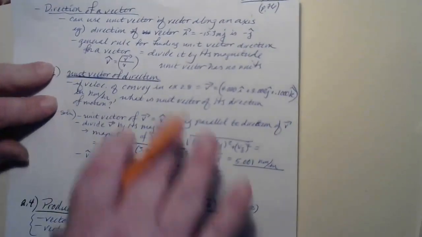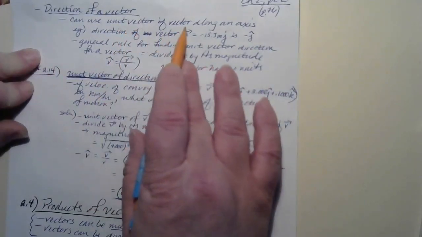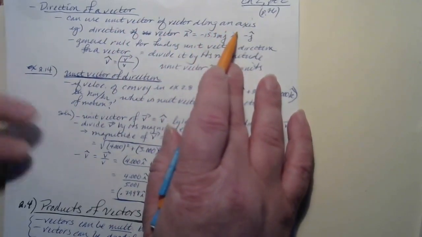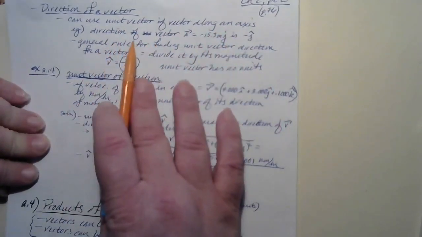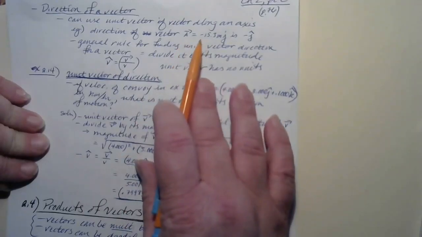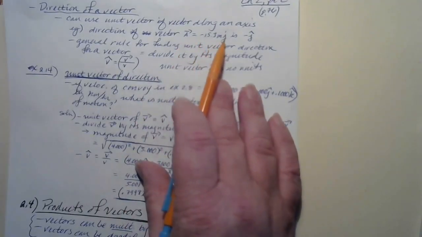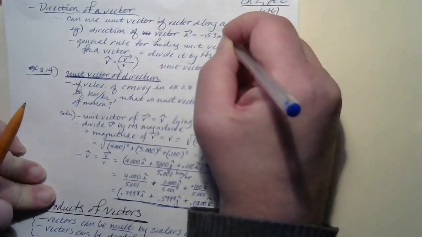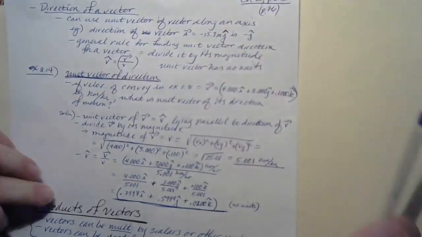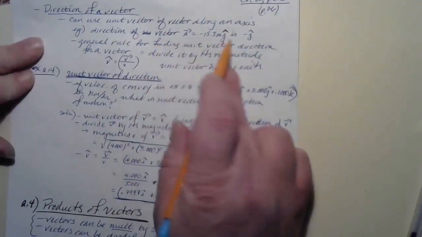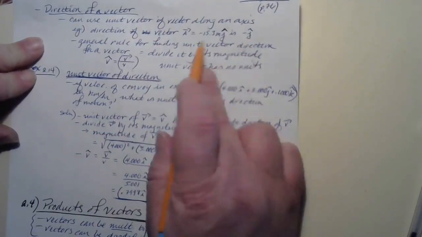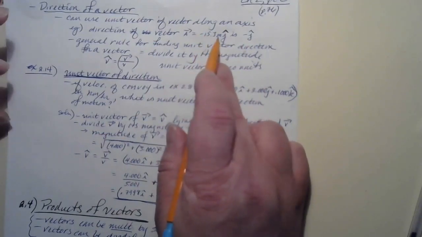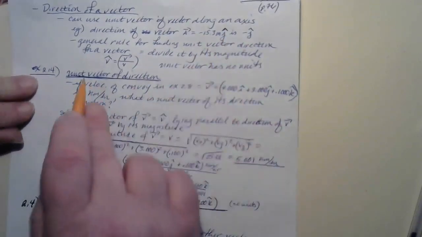In looking at the direction of a vector, you can use the unit vector to signal the direction of a vector if the vector is along an axis. So for instance, the direction of the vector A, if that's equal to negative 15.3 meters times J, sorry, that should be the unit vector J, the direction is negative j. The 15.3 meters is the magnitude, but the direction would be negative j.